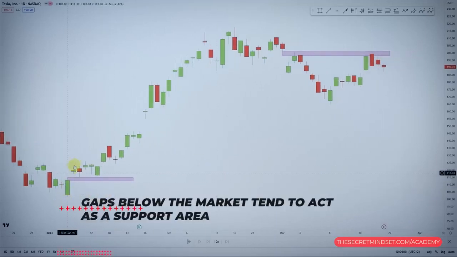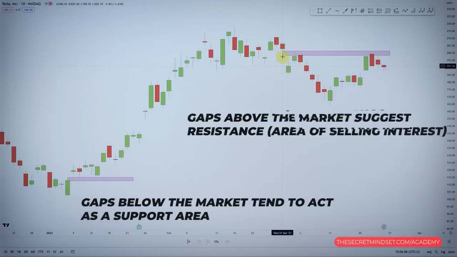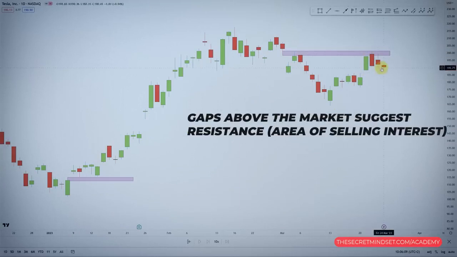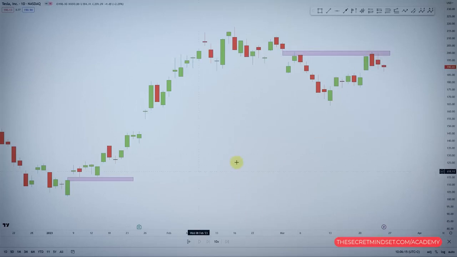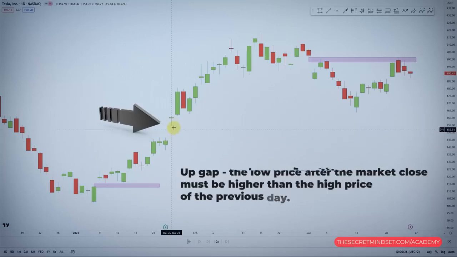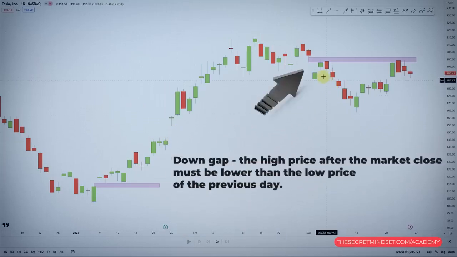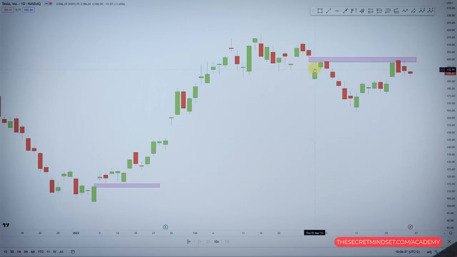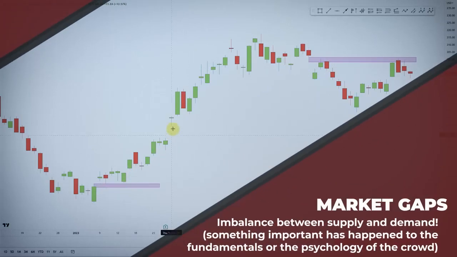Generally, gaps below the market tend to act as a support area, and gaps above the market suggest resistance and an area where there will be selling interest. There are 2 primary kinds of gaps, up gaps and down gaps. For an up gap to form, the low price after the market close must be higher than the high price of the previous day. A down gap is just the opposite of an up gap. The high price after the market close must be lower than the low price of the previous day. And these gaps happen because of an imbalance between supply and demand.